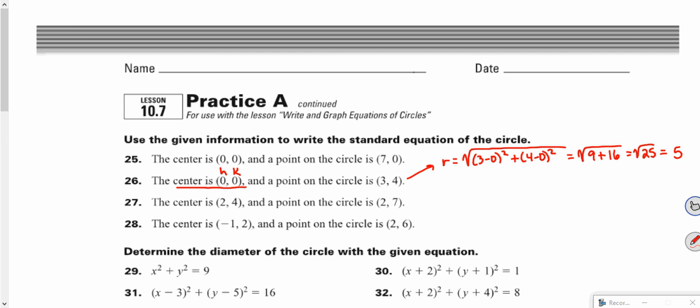Now with that center and radius, I'm going to have (x - 0)^2 + (y - 0)^2 = 5^2. So the final answer is x^2 + y^2 = 25. Hope that makes sense. It's number 26. Okay, let's look at number 31.